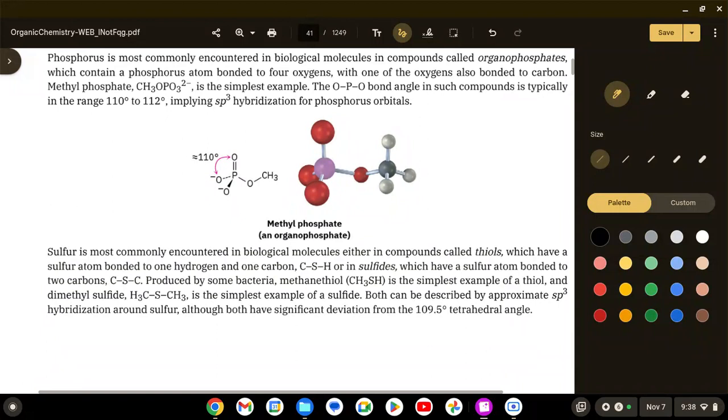Methyl phosphate, CH3OPO3 2-, is the simplest example. The OPO bond angle in such compounds is typically in the range of 110 to 112, implying sp3 hybridization for phosphorus orbitals.